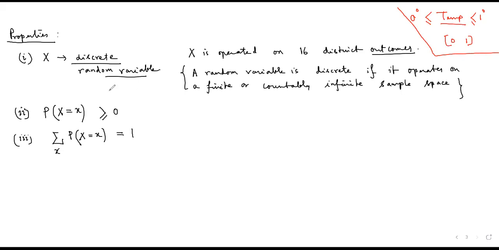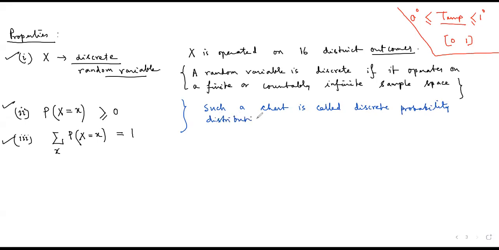Okay. So we have got three important properties. That is, the random variable is of discrete type, the probability associated with this particular chart is non-negative, and the total probability is equal to 1. Such a chart is called a discrete probability distribution.